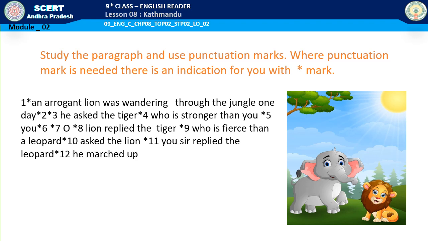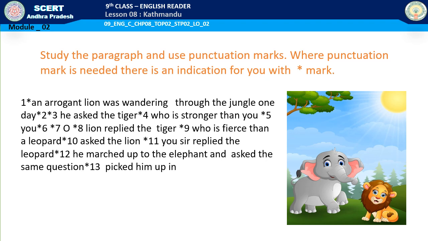Semicolon is put at a long pause. Question mark is put at the end of the question. Exclamatory mark is put at the exclamation. Accordingly, now see the changes in the passage.